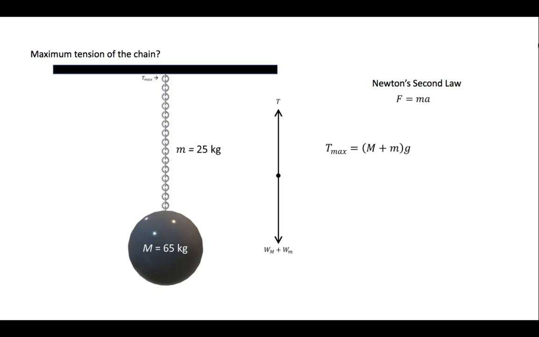We can then plug in our known variables in the equation for maximum tension. The mass of the wrecking ball is 65 kilograms plus the mass of the chain, which is 25 kilograms. The sum of both masses can then be multiplied by the acceleration of gravity, which is 9.81 meters per second squared. This results in the maximum tension of the chain being 882 newtons. We know that our units of tension are in newtons due to the kilograms times meters over second squared.